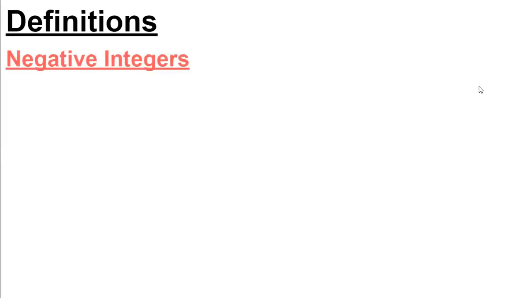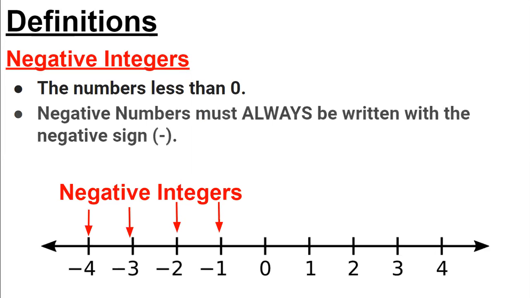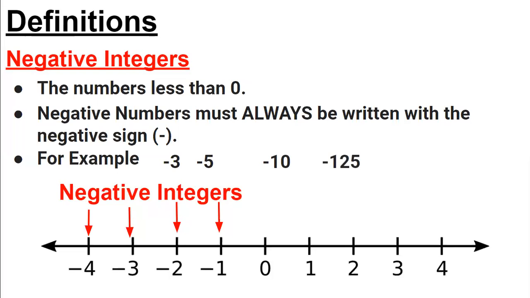Now let's look at negative integers. And again, I'm making those red for now. They are the ones that are to the left of 0 on the number line. And they have a negative sign in front of them. They always have to have a negative sign in front of them. They can never be written without it. They are numbers that are less than 0. Negative numbers must always be written with the negative sign, as I stated. So for example, -3 is a negative integer, -5 is a negative integer, -10 is a negative integer, and -125 is a negative integer.